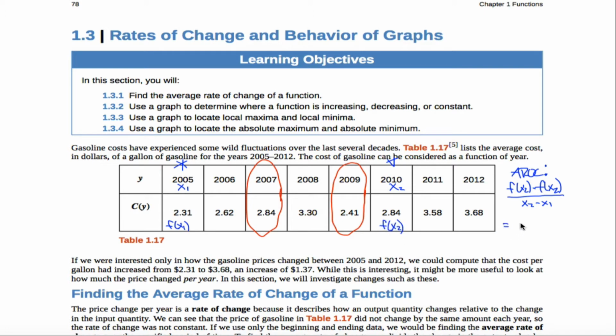So I go plugging in all those numbers. I have $2.84 minus $2.31, and I want to divide that by 2010 minus 2005. And at this point, you're probably pulling out a calculator, but I bet I can do this without. Let's see, we got 53 cents divided by 5 years. So what, about 10 cents a year? 10.6, I think that ends up being. So that equals 0.106, if I did my little mental math there right, is the rate of change.